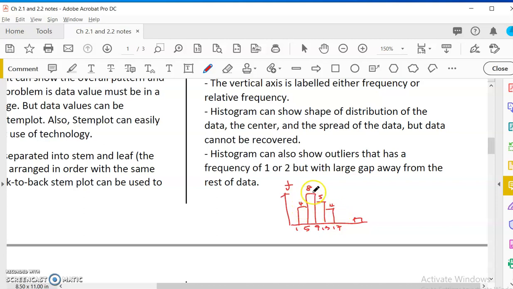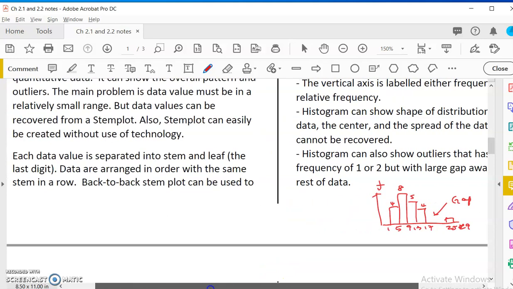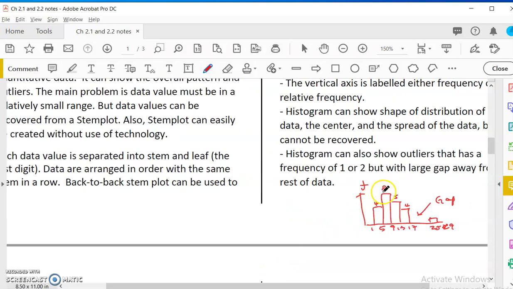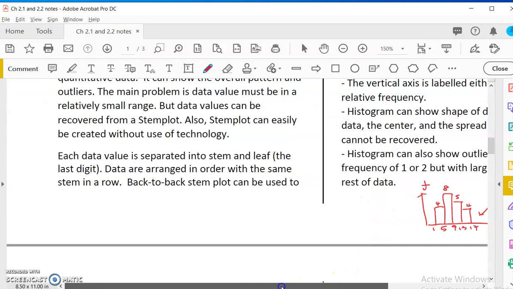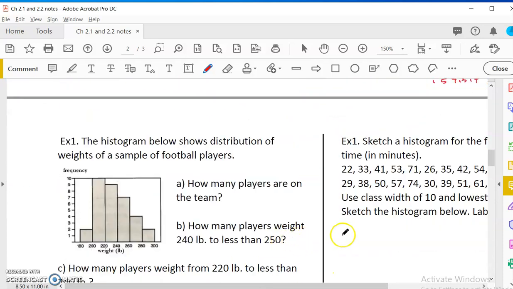So you can see that most of the data are clustered around here, but there is one that is 25 to 30, 29, for example. So there's an outlier. The outlier is in this range. Okay, there's a large gap. We call this the gap from the rest of the data. So typically, you see a histogram like that. You see, oh, there's an outlier. And you would look at the main data to see how the data are distributed.